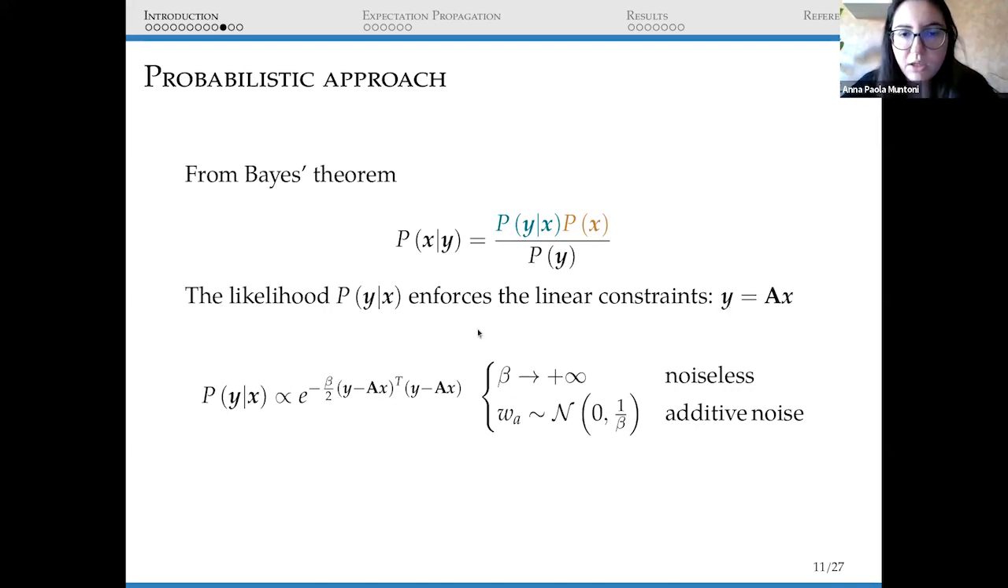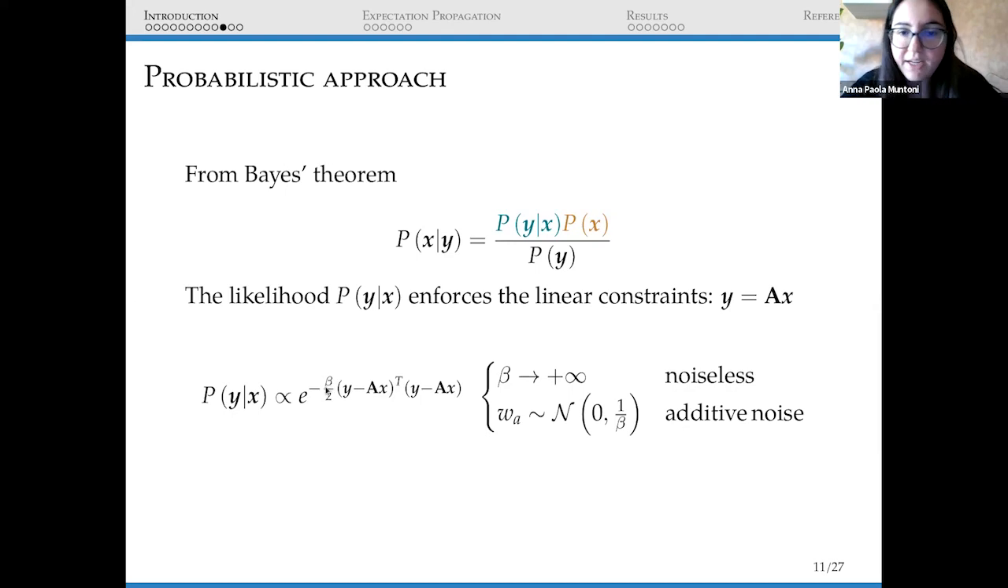And how can we impose these hard constraints? Either we can exploit a delta Dirac function, or we can write it as an exponential, in this Boltzmann-like fashion, where we have introduced a beta parameter here. If beta goes to infinity, all the distribution will be concentrated around the value of x that perfectly matches y when multiplied by A.